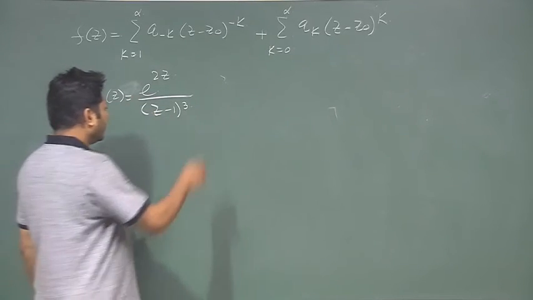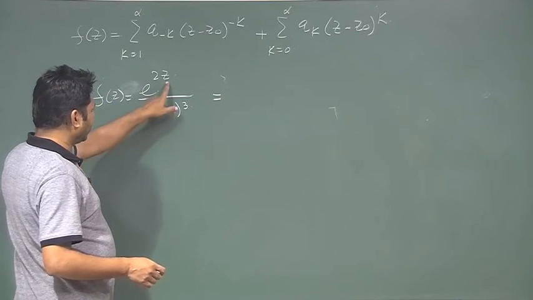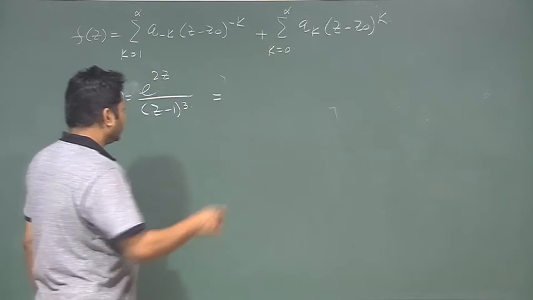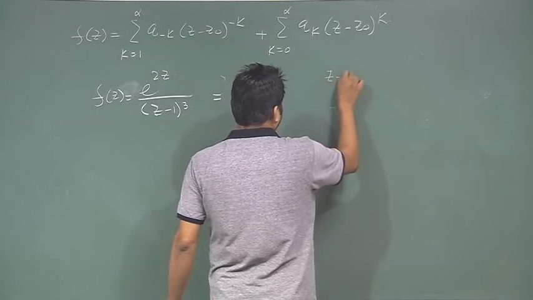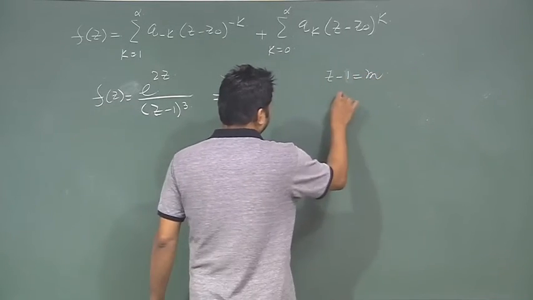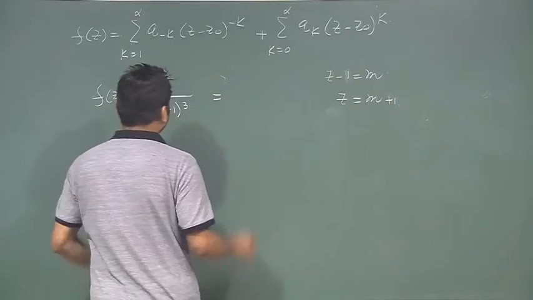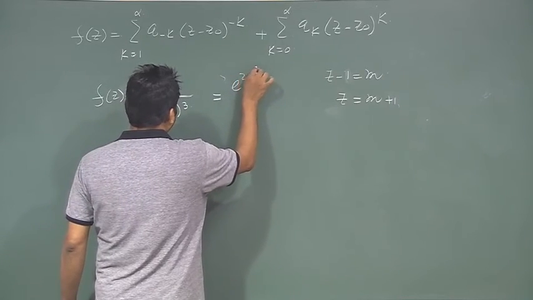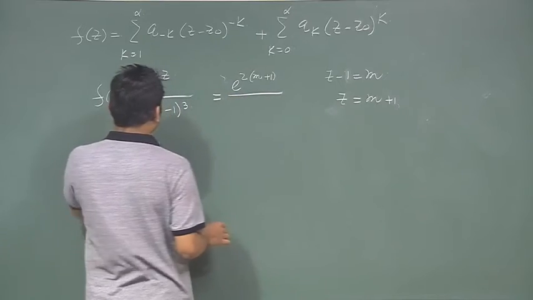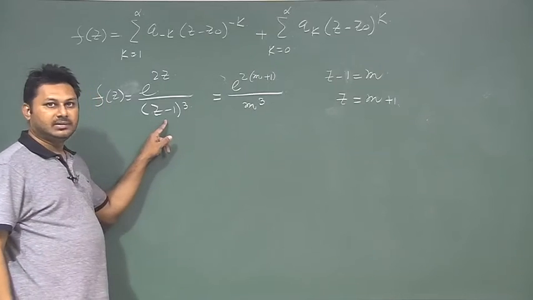So, we have an expansion. Here things are slightly tricky. I have z minus 1 here and z there, so make it the same. What one can do is write z minus 1 equal to some m, then z will be equal to m plus 1. Now if I put that in, we will have e to the power 2z equal to e to the power 2 times (m plus 1), divided by this. So, I will have m cube in my hand, because z minus 1 is m.